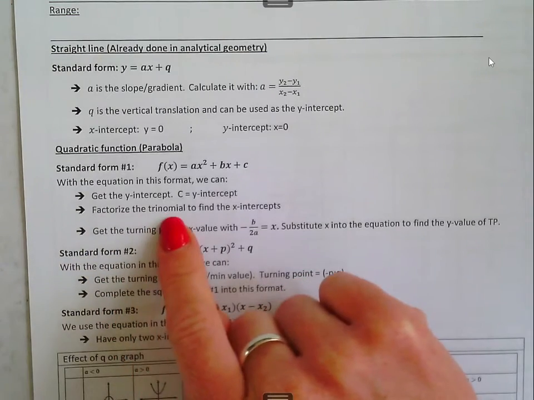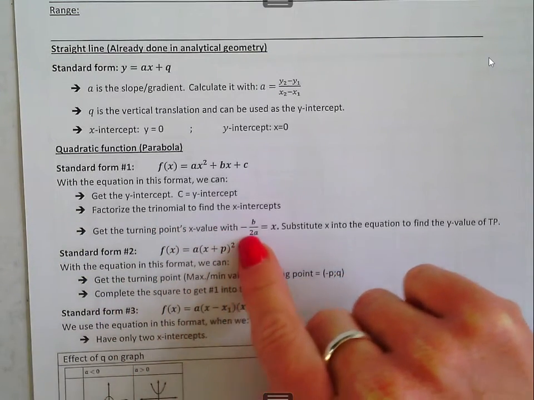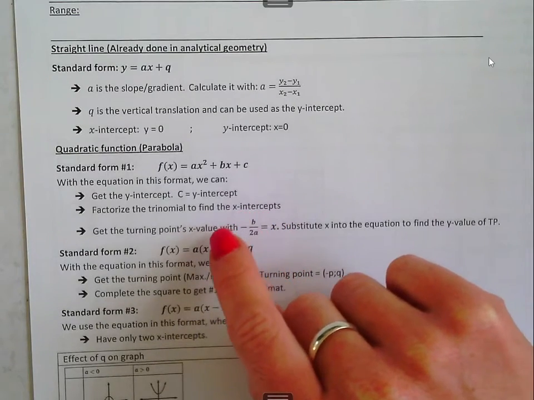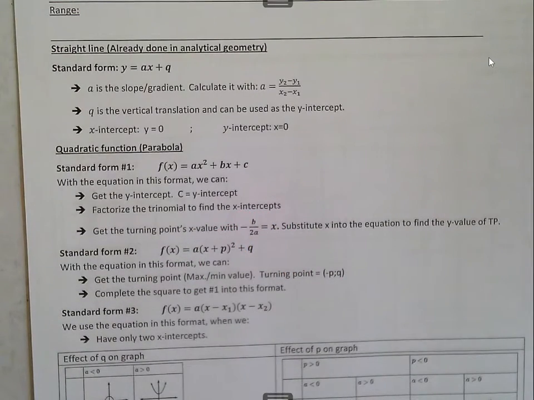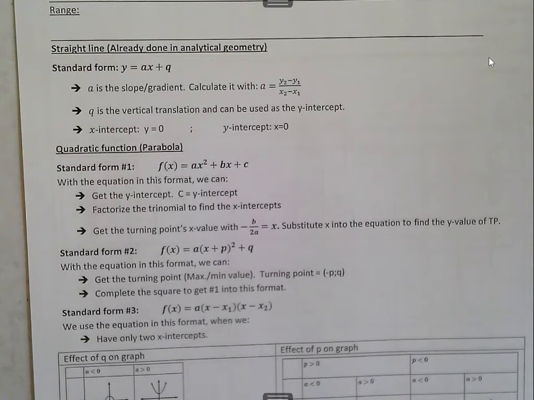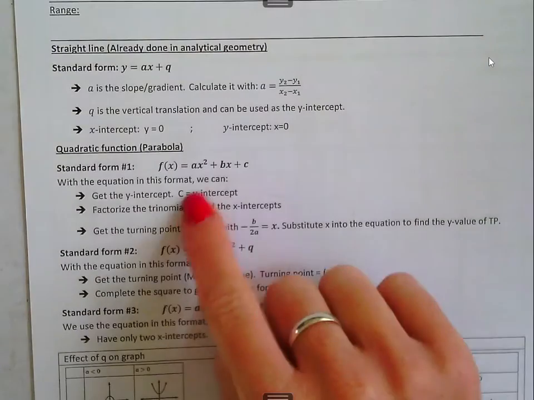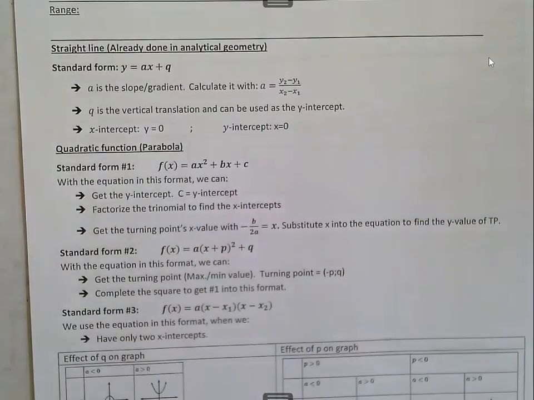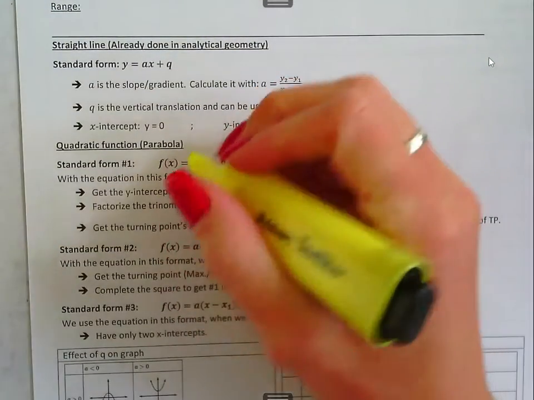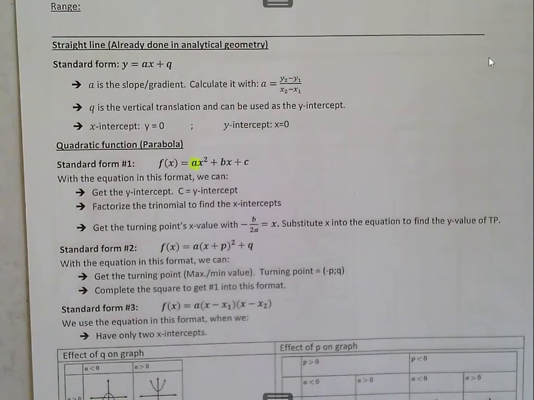You can factorize the trinomial to find the x-intercepts. So you can get the y-intercept and you can get the two x-intercepts. Two very important things that we want. You can also determine the shape, whether it's positive or negative, because the a value will tell you that. So you can get three things when it's in this format.